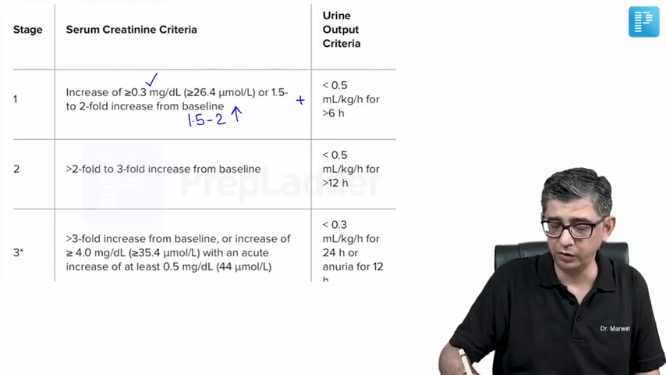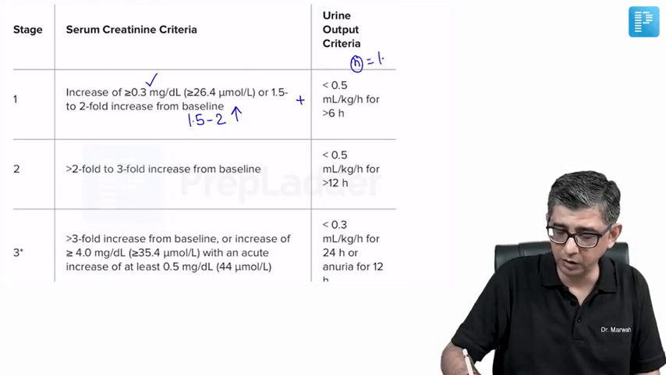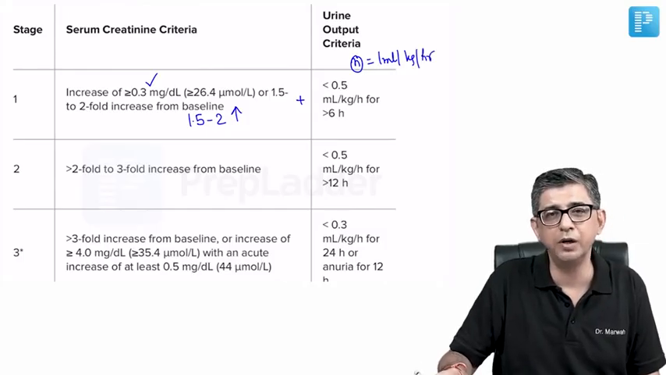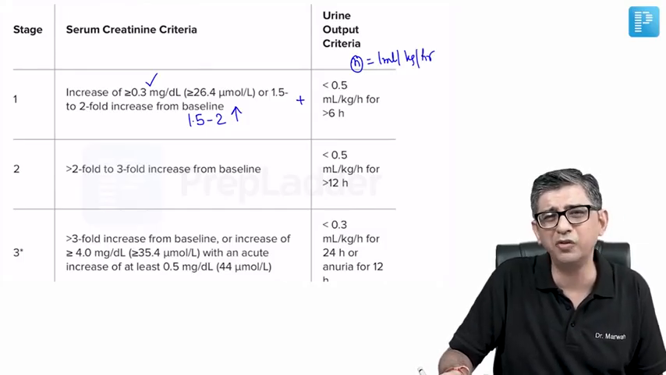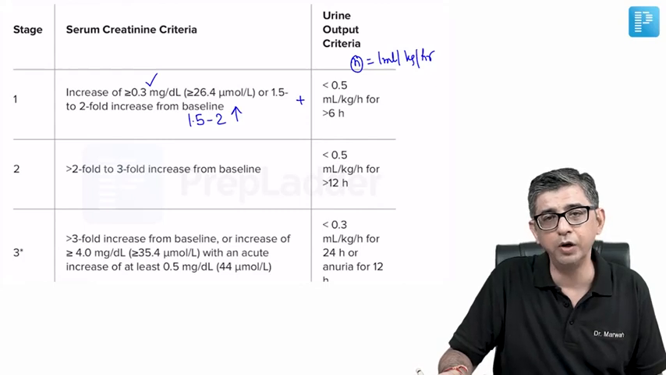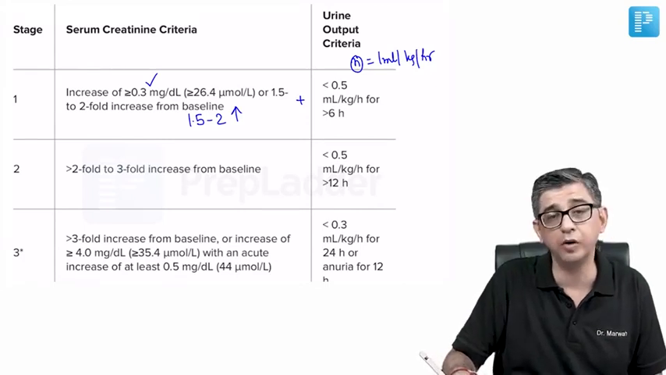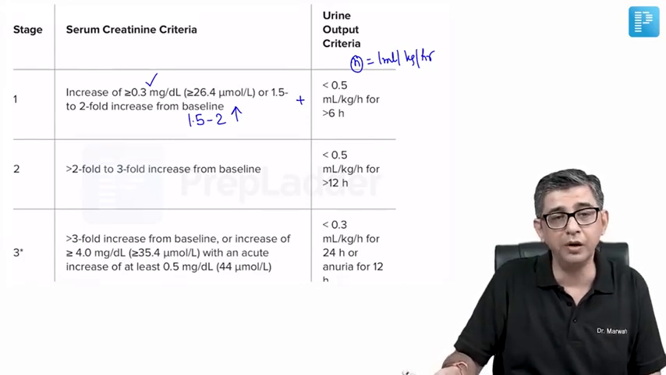Normal urine output is 1 ml per kg per hour. So a normal 60 kg man will be passing about 60 ml of urine in 1 hour. Multiplied by 24 would be 1400 ml. Approximately 1500 ml is the normal urine output in a person. Here it is half of normal. So if you have a combination of the two, it is stage 1.